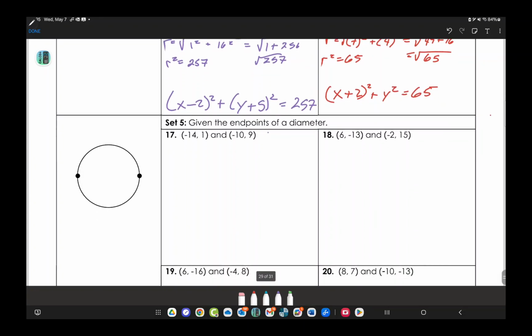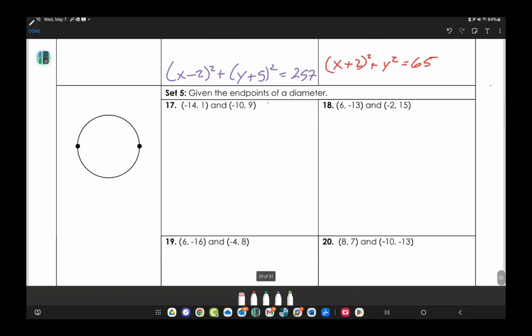So for 17 and 18, we're doing the same thing, but if we find the distance between these 2 points, we are finding the diameter. So once we are done, we do need to half this value. Actually, no, there's an easier way to do this. Let's find the center first. Let's use the midpoint, find the center, and then use the center to one of these endpoints. That way we won't have to worry about halving these values.